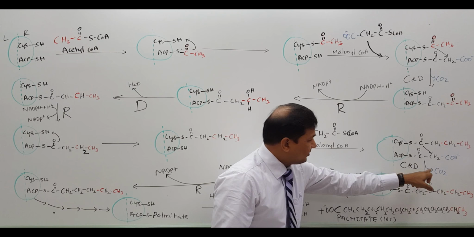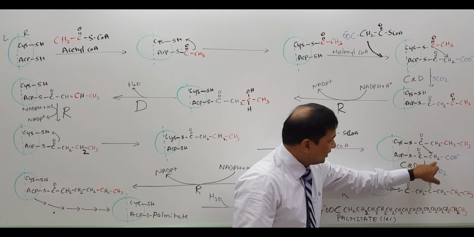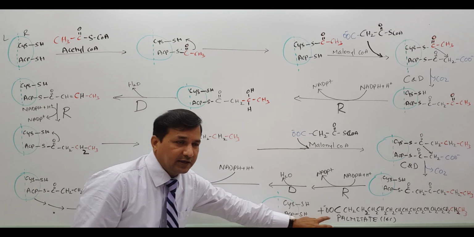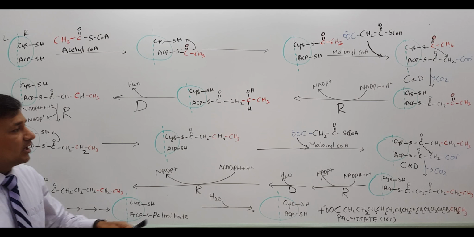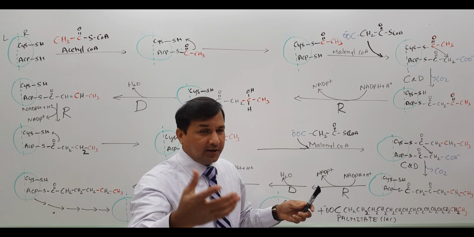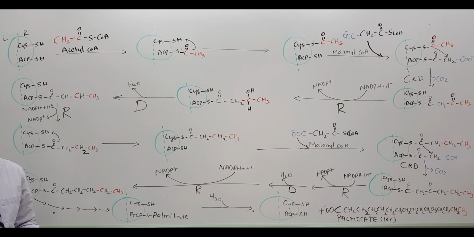So out of 3 carbons in a malonyl CoA, 1 carbon is released as carbon dioxide, and you are retaining 2 carbons. That means in order to get 16-carbon palmitate, so what we have now is 6 carbons, we need 10 more carbons. That means we need 5 more malonyl CoA molecules. So 5 more times condensation, decarboxylation, reduction, dehydration, reduction, it has to go on. And that is what is shown here. So one more time here, condensation, decarboxylation, reduction, dehydration, reduction.